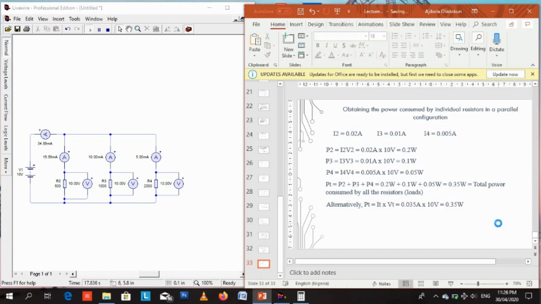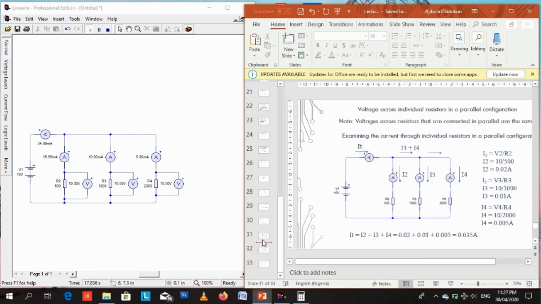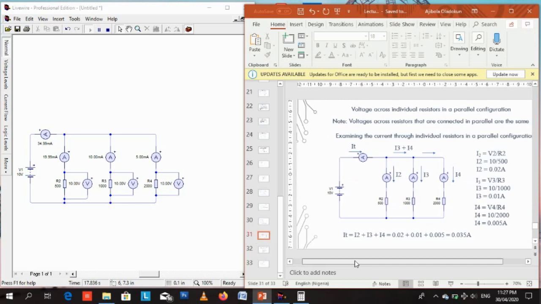So here it's the same thing. Whether we use this formula or we had the individual power consumed by each load or each resistor, the result is the same. Total power is the same. PT using the addition of individual power is 0.35 watts, and using PT equals IT times VT still gave us the 0.35 watts. So it's all the same.